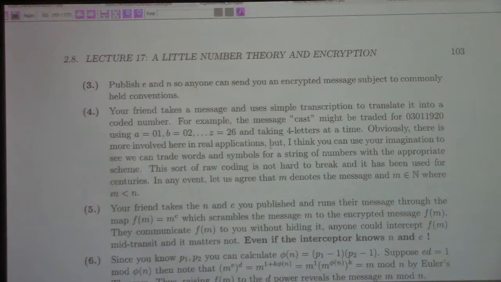I need to wear my glasses. So there I'm using A is 1, B is 2, Z is 26, and I'm taking 4 letters at a time. So cast becomes this 8-digit number. If you had cast members, then you'd need more, right? You need one for the cast, you need another 8-digit number for the start of members, then you need another one for the end of it. You need some kind of system to realize that they're linked together. I'm not sure exactly how. That's the part I don't know. This is roughly it, though.